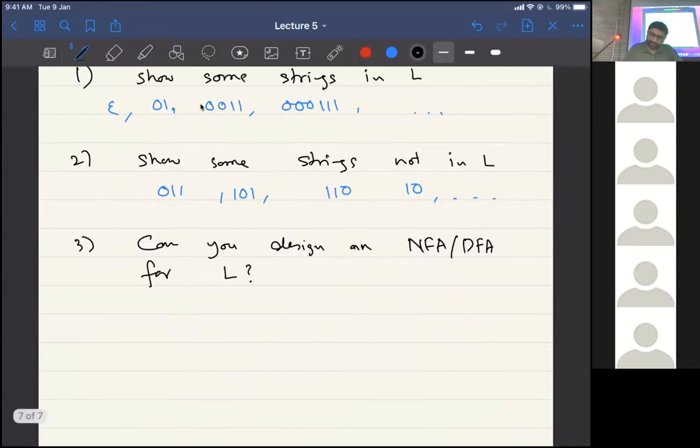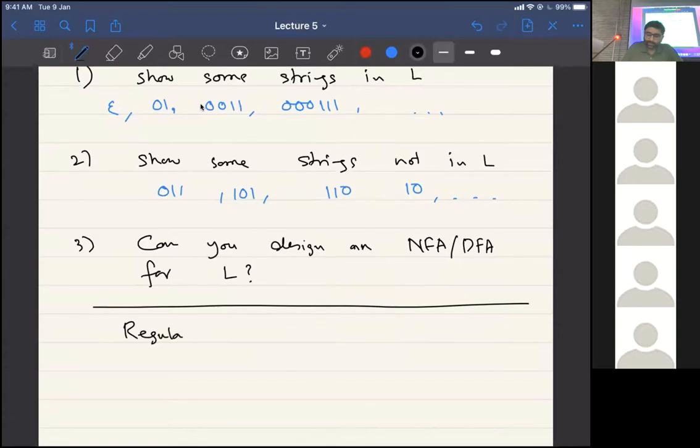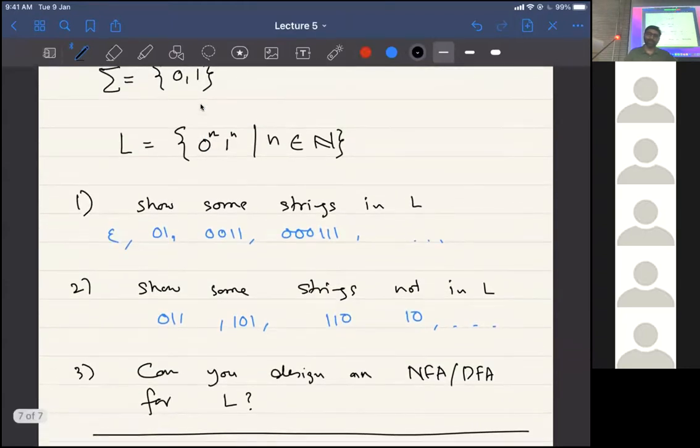So if you remember, one of the results that we discussed earlier was about regular languages and finite automata. That is, a language is regular if and only if it can be recognized or accepted by a finite automaton. If you construct a finite automaton which accepts a language, that language has to be regular. And if you already know that a language is regular, then there must exist some DFA which will accept it. This language is impossible to construct a DFA for.